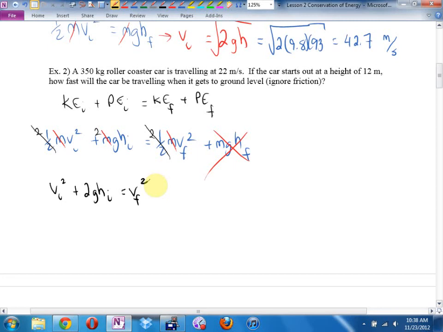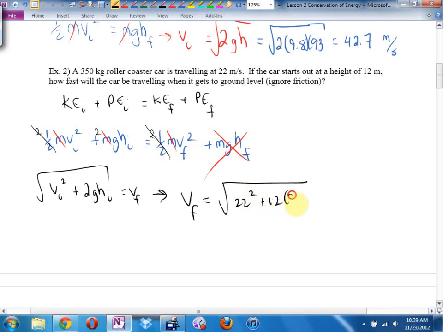What am I trying to get by itself? How to get rid of a squared? Okay, I'm going to cheat and erase the squared and go chunk, chunk, chunk. You can scribble out your squared and put a big square root if you want to. It looks like it's going to be 22 squared plus 12 times 9.8. Not 12, Mr. Duick. 2 times 9.8 times 12.